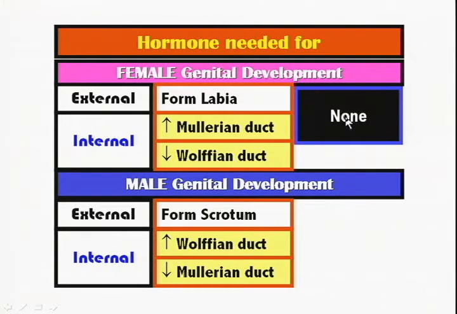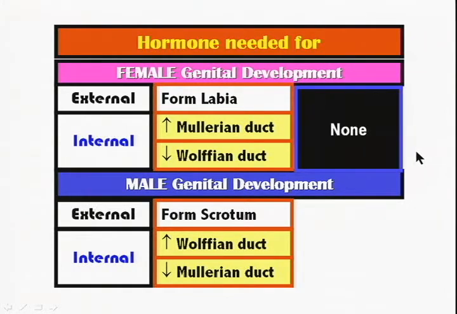What hormone is necessary, in a female embryo, for the Wolffian duct to involute? And the answer is none. So the default differentiation in an embryo, unless there is something which determines it moves in another direction, is going to be in a female direction.